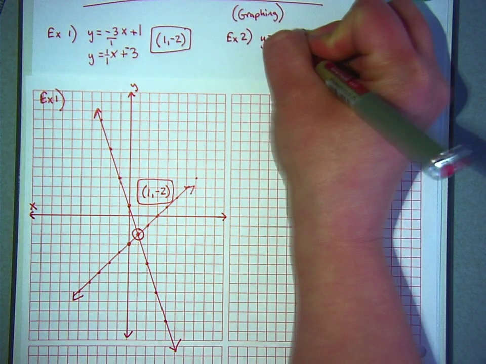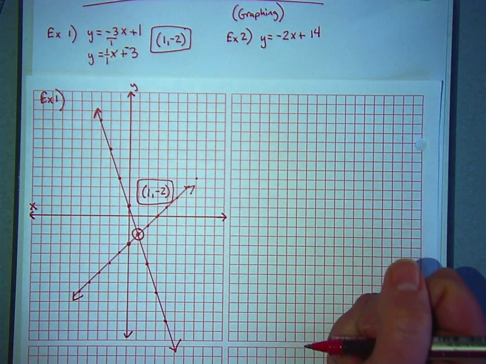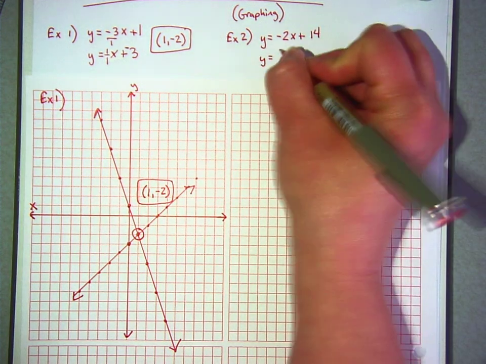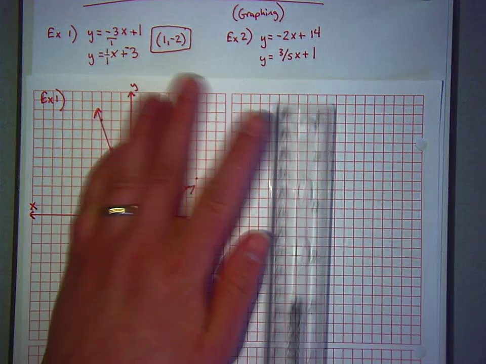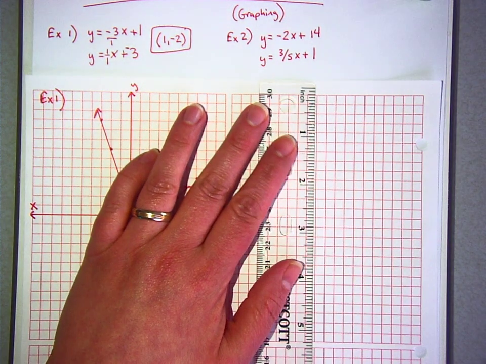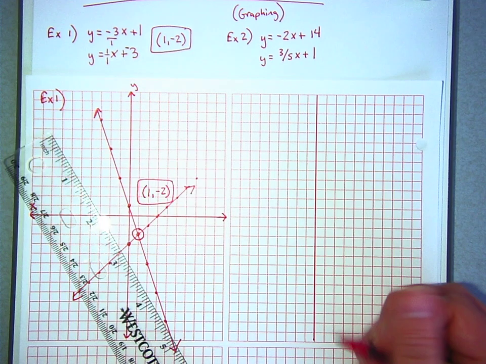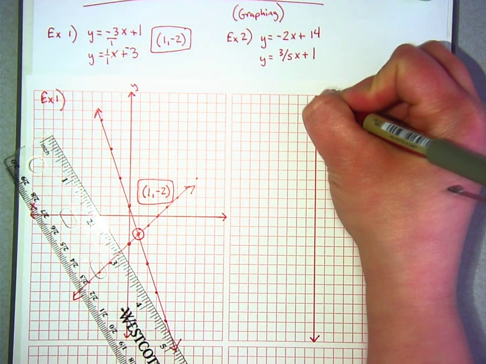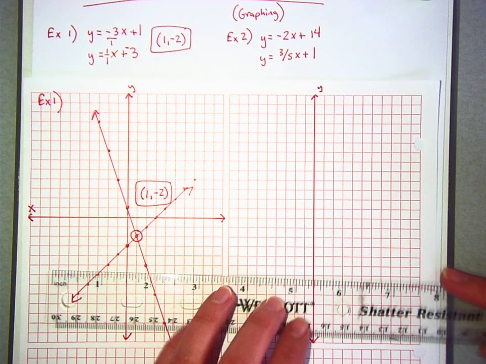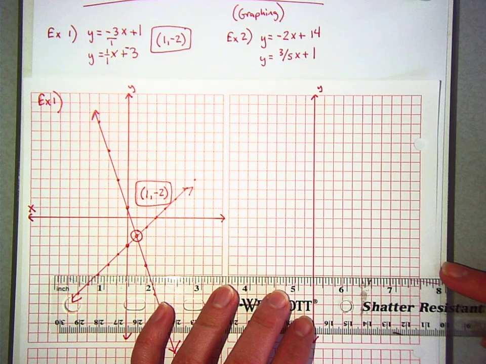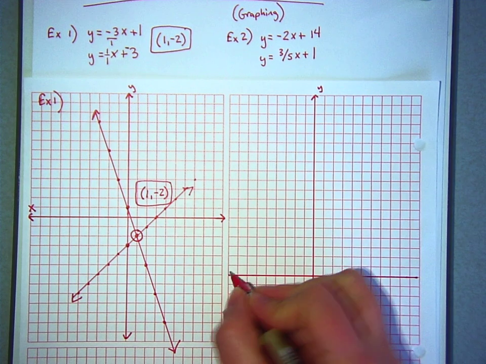y equals negative 2x plus 14. Now this one you're going to have to really give yourself some space. And y equals 3/5 x plus 1. So let me give you some advice about this before you start. When I look at this, I think, ooh, 14, that's a high number, right? And we actually want to graph every single point on this. So what I'm going to do instead is shift down my x-axis like that. Make it a little disproportionate.